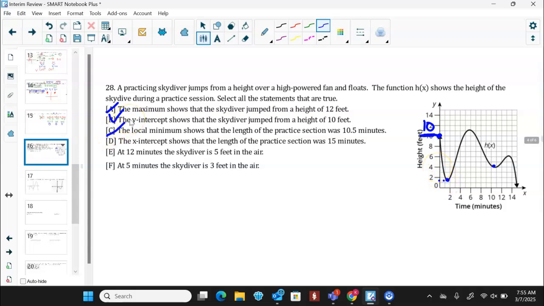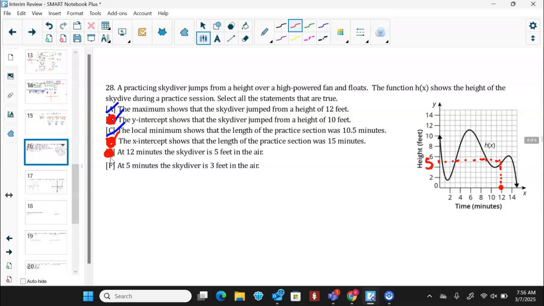Okay. The x-intercept shows that the length of the practice session was 15 minutes. That would be your last point right here when it hits the ground, and it does look like it's true. It is 15 minutes. So the x-intercept, this is the only place where the function looks like it's going to touch the x-axis. It's at 15 minutes. So that is true. So answer B so far and answer C so far. And then the next one says at 12 minutes, the skydiver was 5 feet in the air. So let's find 12 minutes, which is right here, and then let's find how many feet that was. 5. That is also a true statement.